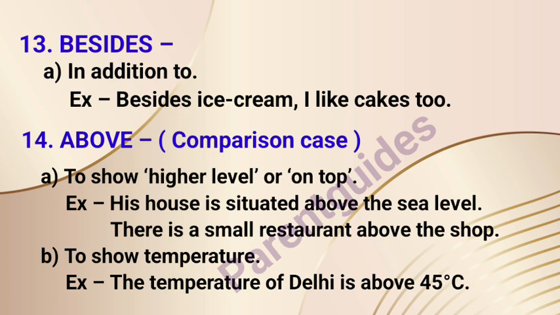14. Above. Above is used in comparison case. A. To show higher level or on top. Example, his house is situated above the sea level. There is a small restaurant above the shop. B. To show temperature. Example, the temperature of Delhi is above 45 degrees Celsius.